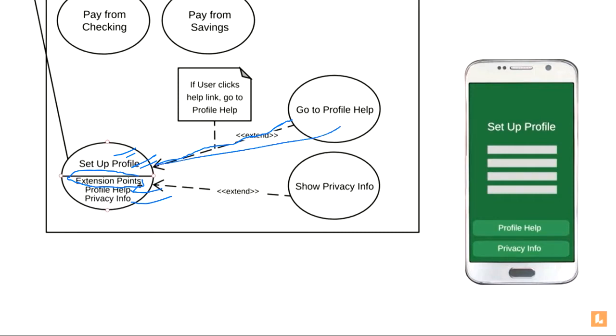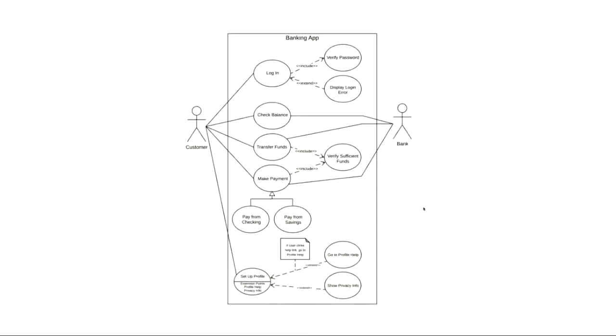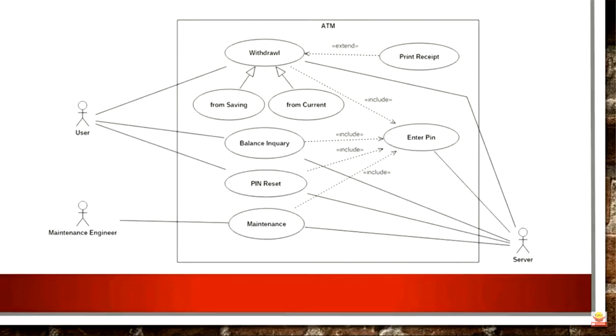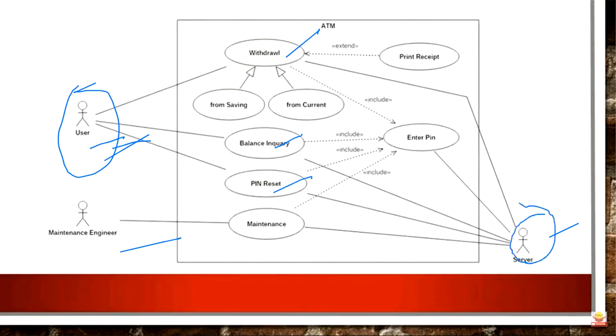Got it? So this is how the overall system will look like. This is the banking app system. This is another example which we have seen. Here in this example, this is the user who is initiating withdrawal, balance inquiry, and pin reset. Only when he is initiating these things, we can say that the server is coming into picture, and then the server is providing backend to withdrawal, backend to balance inquiry, and backend to pin reset. So he is the reactionary or the secondary actor, and he is the initiator or the primary actor.